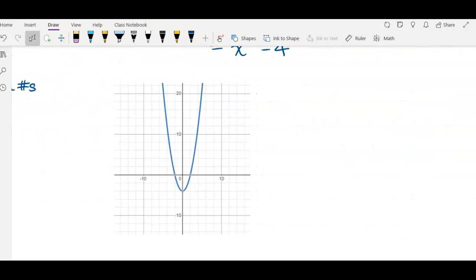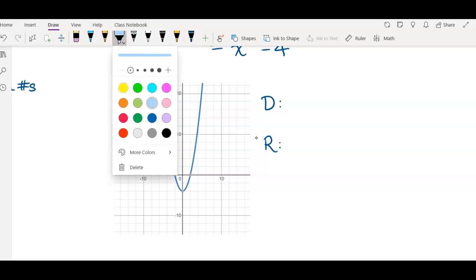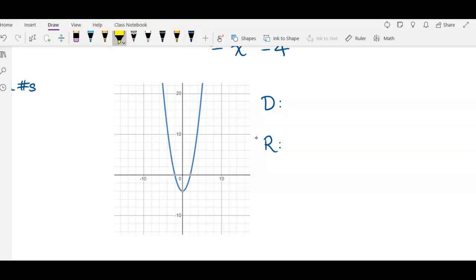Let's find the domain and range of this function, our second one. Again, the domain rather, there's graph above me or below me right here, but it goes to the right forever and it goes to the left forever because this is a quadratic. So my domain is from negative infinity to positive infinity.